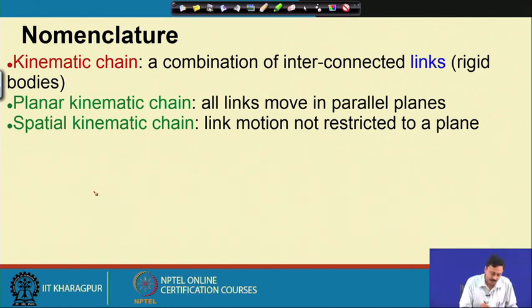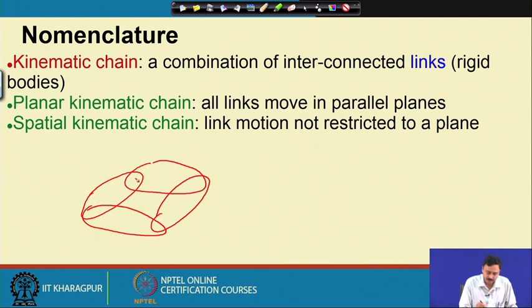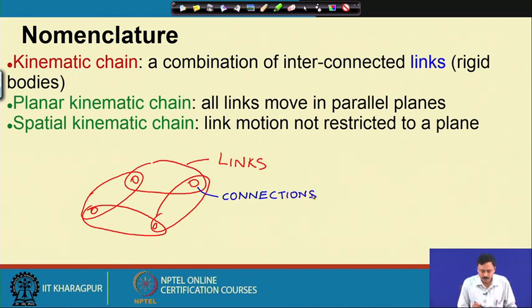Just to give you an example, if you have a kinematic chain of this type, these are the links and these are the connections between the links. So, this can be a kinematic chain where links are connected by these connections. If the links move in the plane of the paper, then it is called a planar kinematic chain, or links move in parallel planes. Or you can have spatial kinematic chains where links are not restricted to move in a plane.